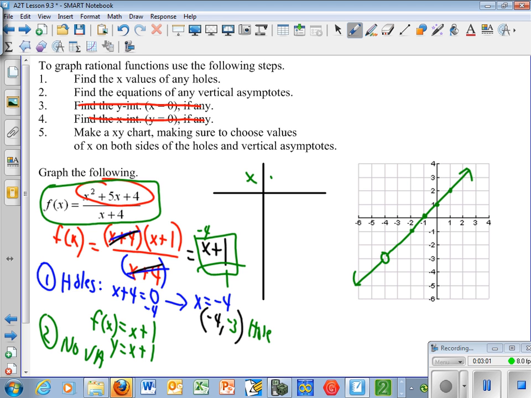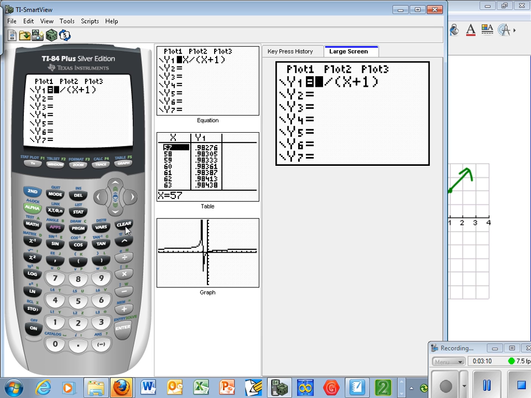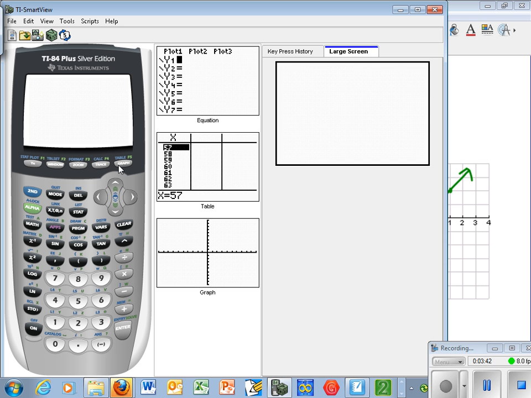So if I create an xy table, I'm going to plug it into the calculator two ways. Let's plug it in as is first, without factoring to simplify. So let's clear this one out. And now notice it was x squared. It's more than one term, so I would have to do x squared plus 5x plus 4 in parentheses, because that's all on top now, divided by, and then the bottom also has two terms, which is x plus 4. And now let's pull up our table and just see what happens here.